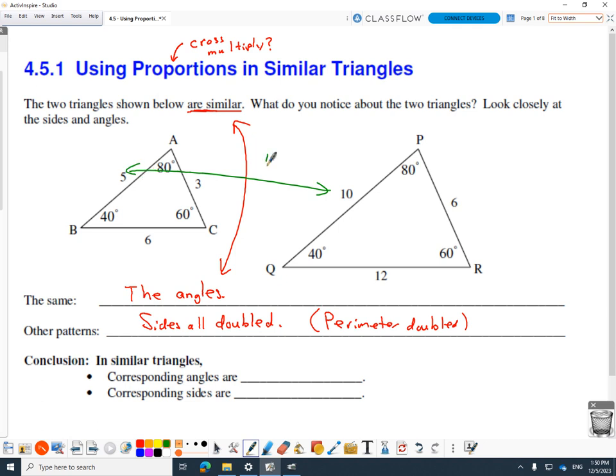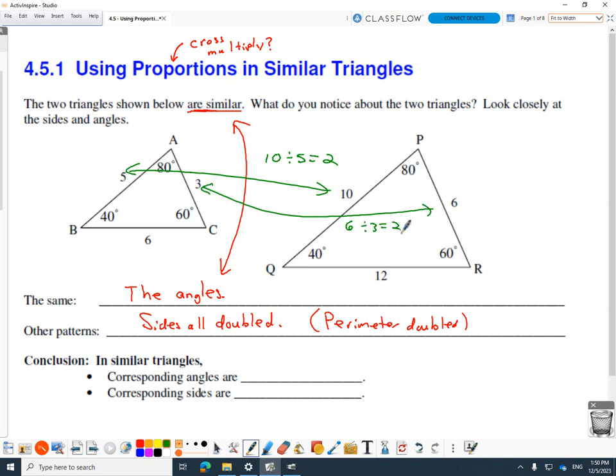10 divided by 5 is 2. If I take the bigger and I divide by the smaller, I get the proportion. I get how much bigger it is. And that happens every time. Look, I'll do it with the 3 and the 6. 6 divided by 3 equals 2.